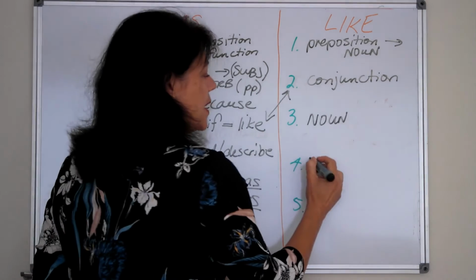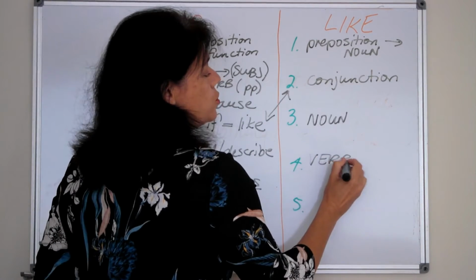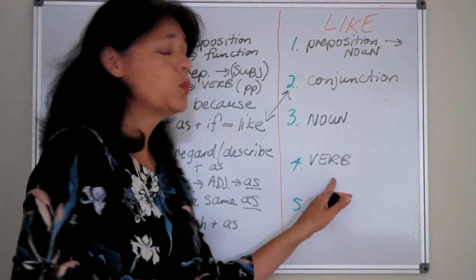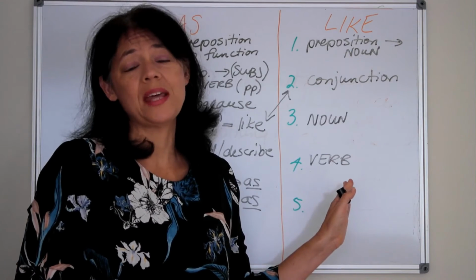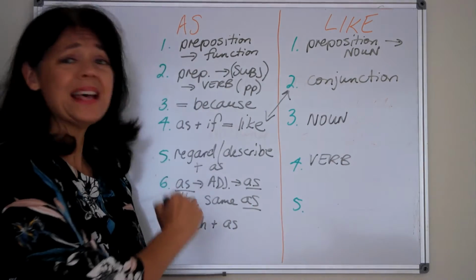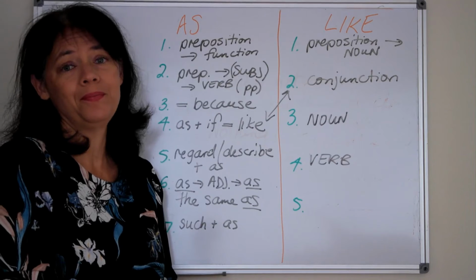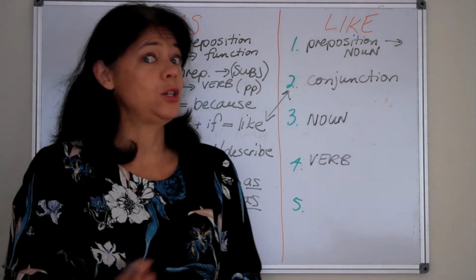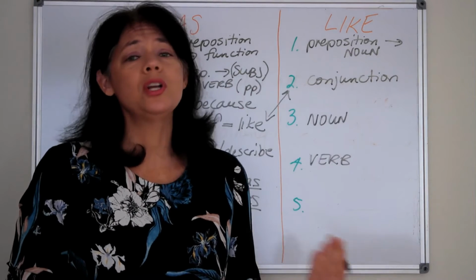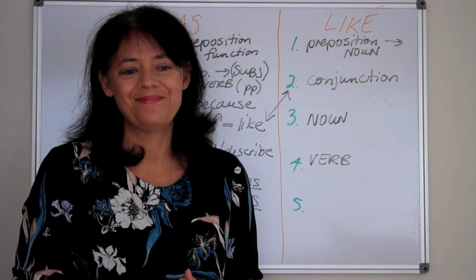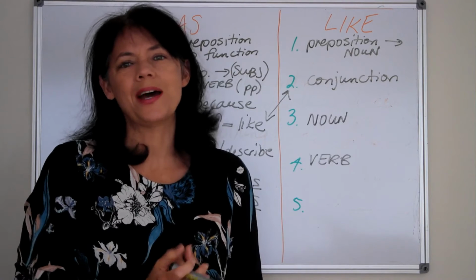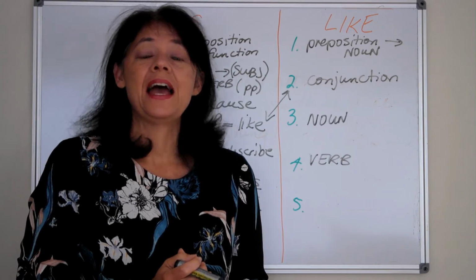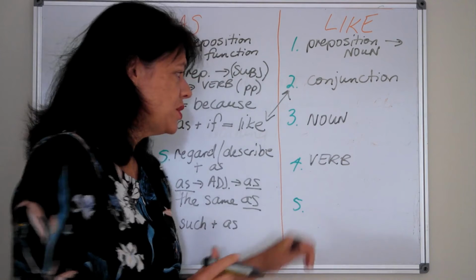The fourth one is the most common use of like. This one you won't confuse with as, because you can see as is never a verb. I like you. I don't like him. I would like to come to your party. So that's quite easy.